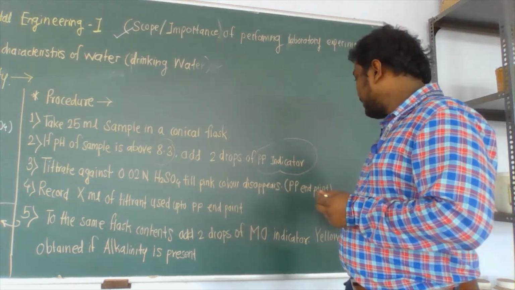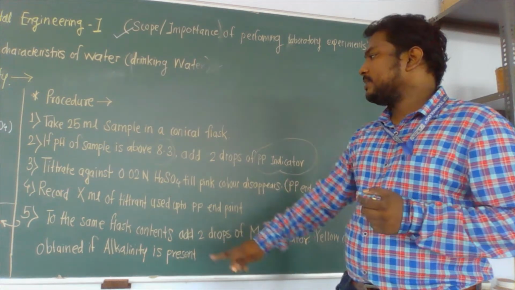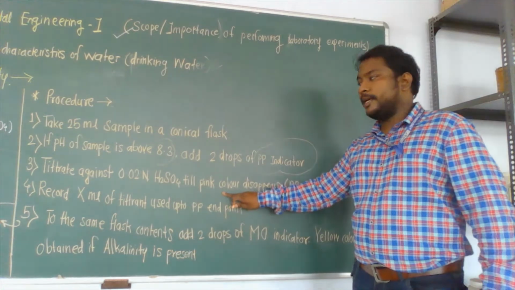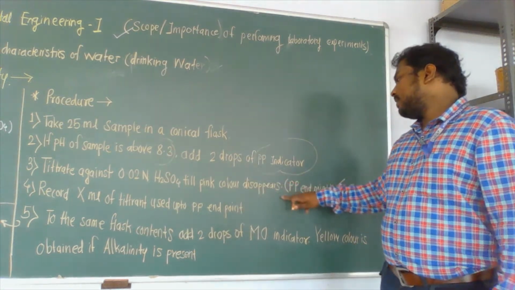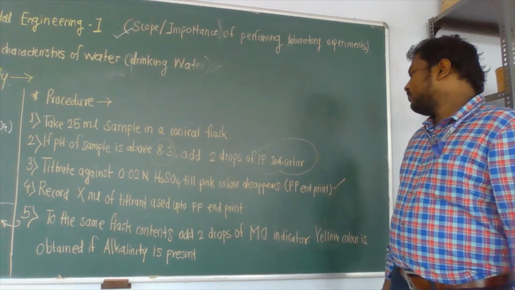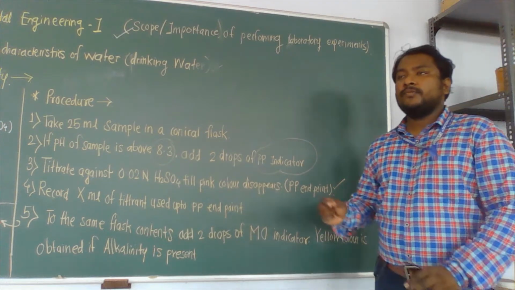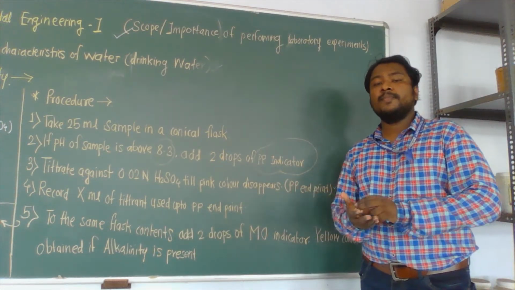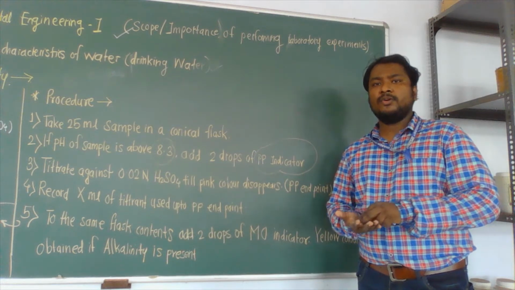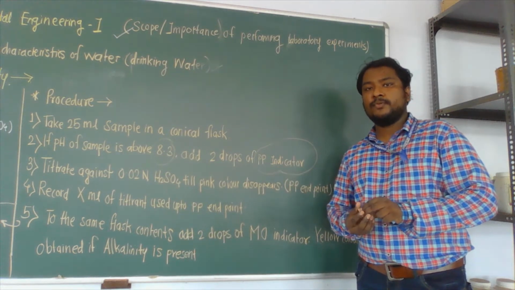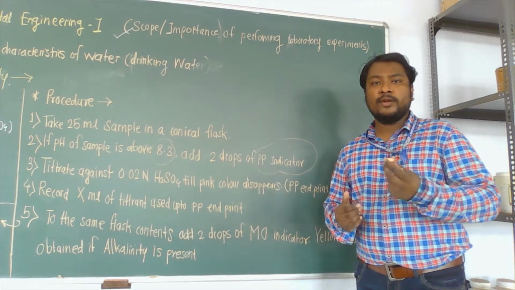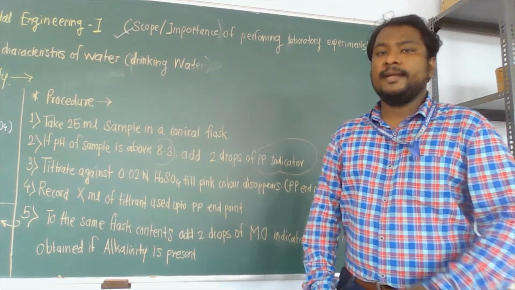Then step number 3 is to titrate against 0.02 normal H2SO4 till the pink color disappears. That is the phenolphthalein endpoint. If we add 2 drops of phenolphthalein indicator and the color development is pink, then, as all of you know, I think in the 8th standard you have performed this experiment. The color change is from pink to colorless when we use the phenolphthalein indicator.